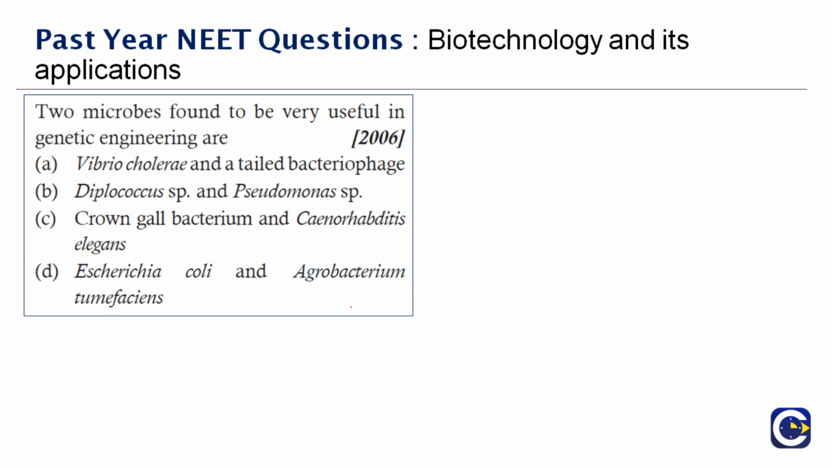Next question here. Two microbes found to be very useful in genetic engineering is dash. This is again an easy question for you. Already you should know what the answer is. Yes, the right answer is Escherichia coli and Agrobacterium tumefaciens, which is option D. If you look at the other ones, Vibrio cholerae is the one which causes cholera. Diplococcus, they all have a lot of diseases associated with them.